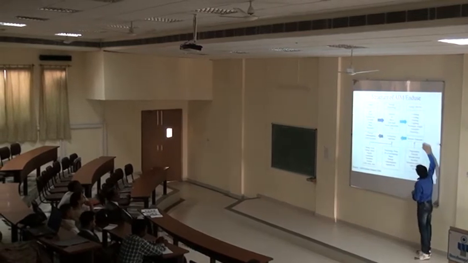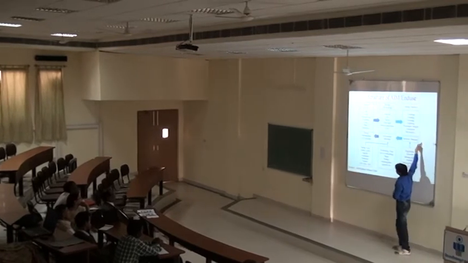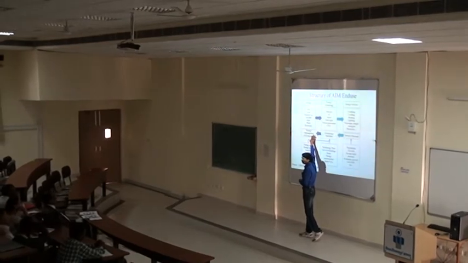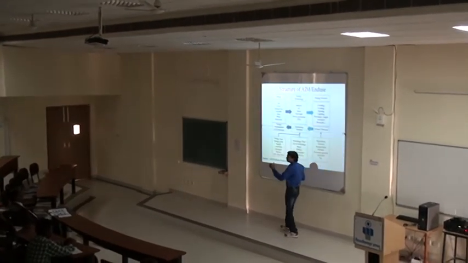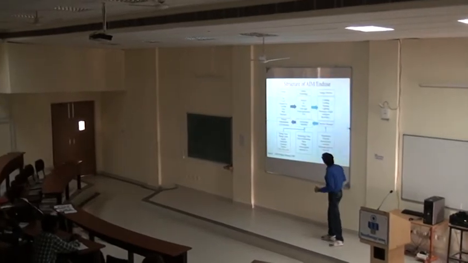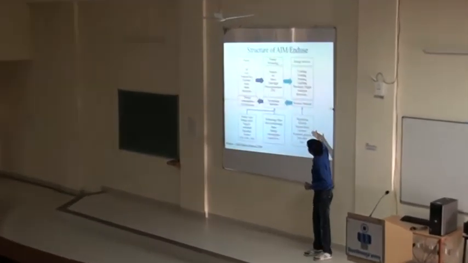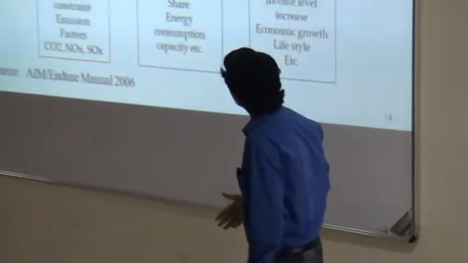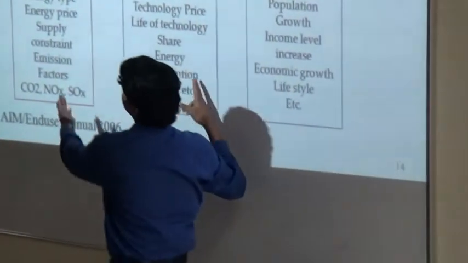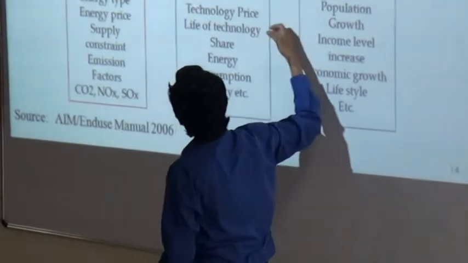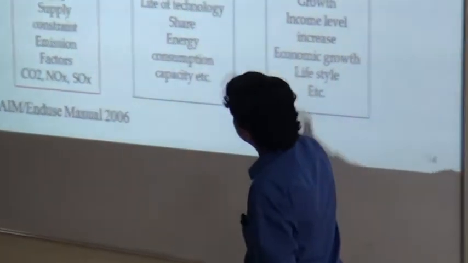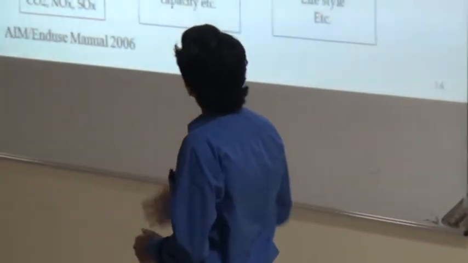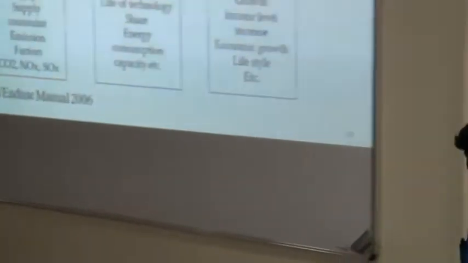For this set of services, we have the service demand. For this service demand, we have the technology options, and for these technology options, we have the energy consumption options and the subsequent CO2 emissions. For the service demand, the drivers are population growth, income level increases, economic growth, lifestyle changes, etc. For technology selection, the criteria are energy type, technology prices, energy prices, the life of the technology, emission factors, energy consumption, capacity, etc.